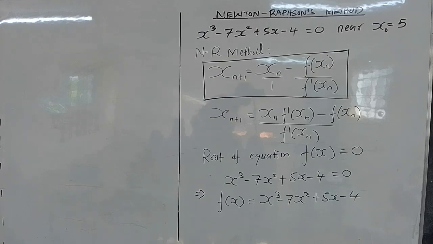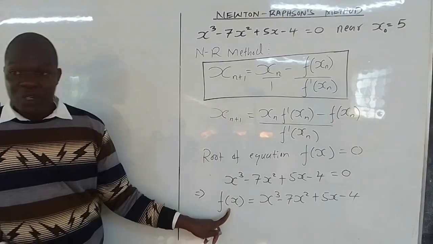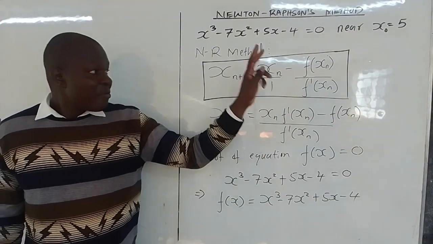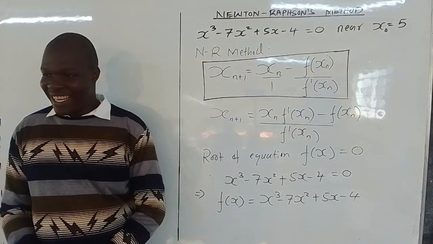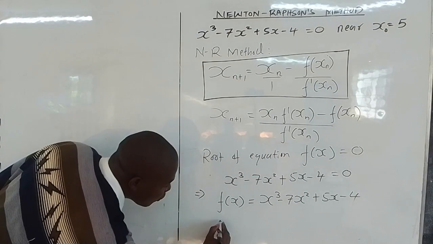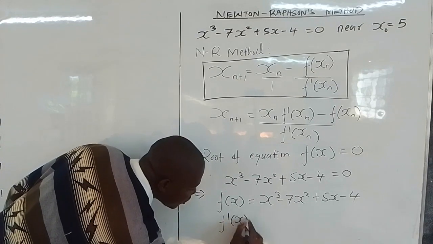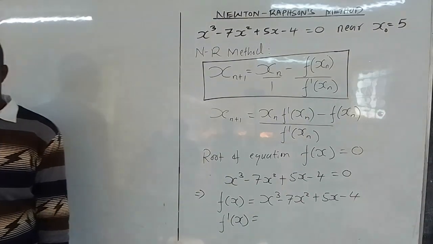Having found the function f of x, the next thing we do is to differentiate it, because from the Newton-Raphson formula, we have the function f of x and its derivative, isn't it? After getting f of x, we differentiate it. So if we differentiate the function f of x, what do we get?